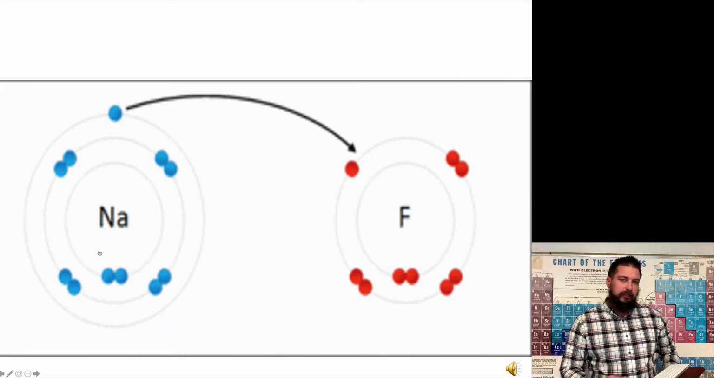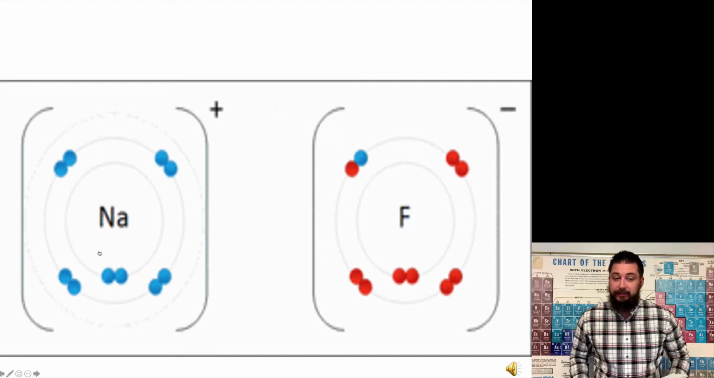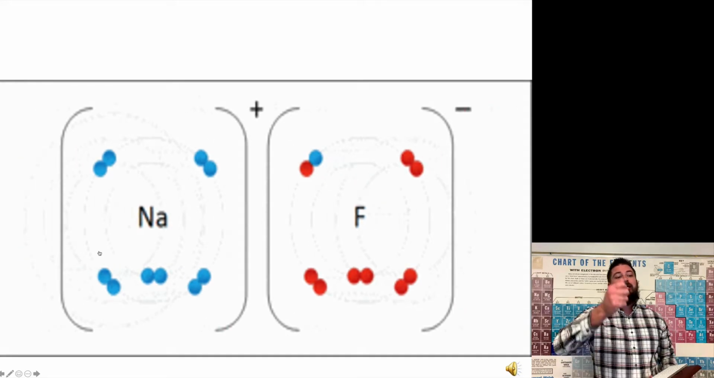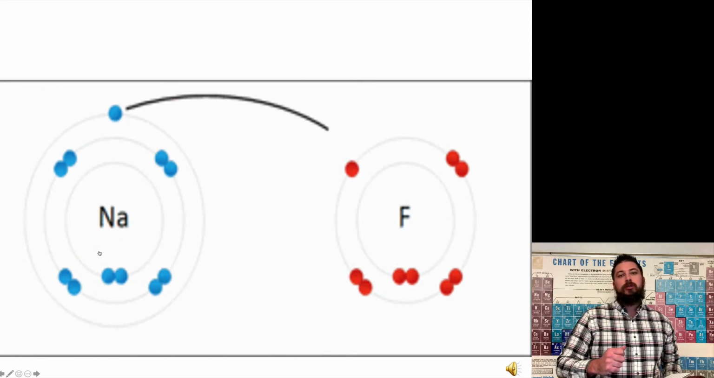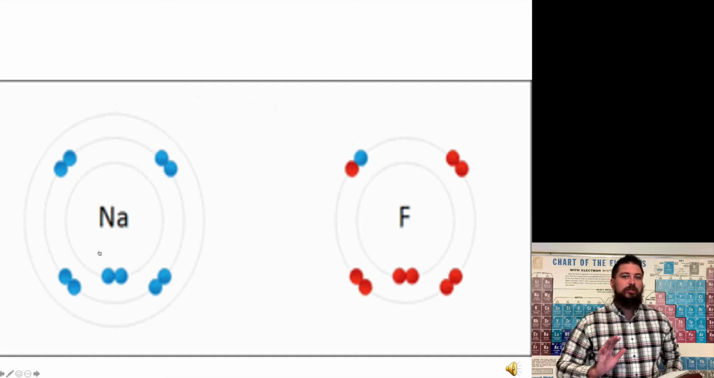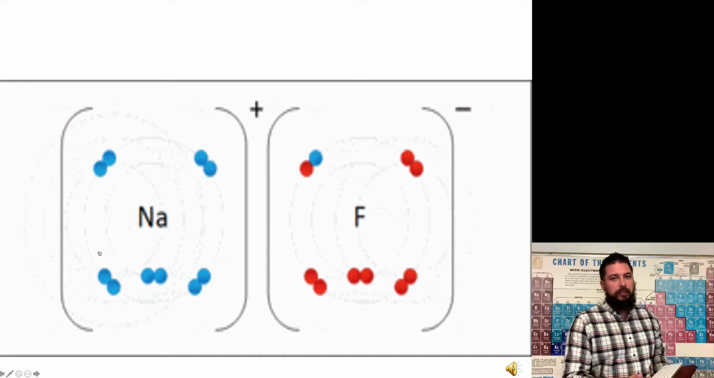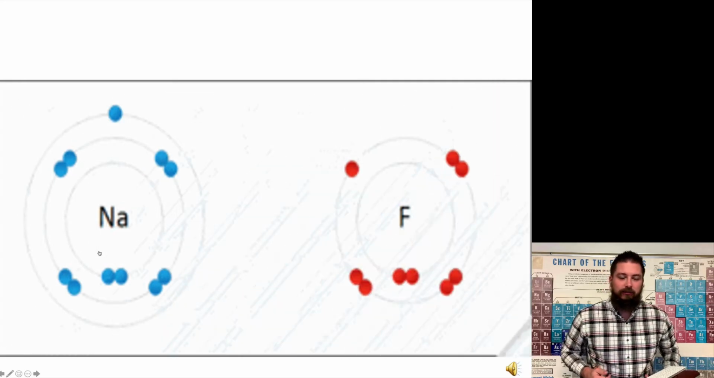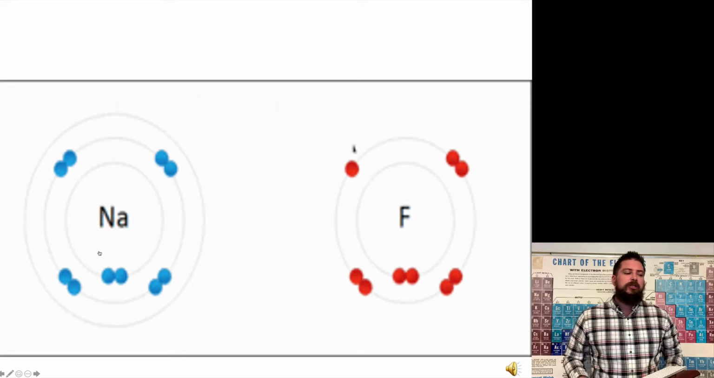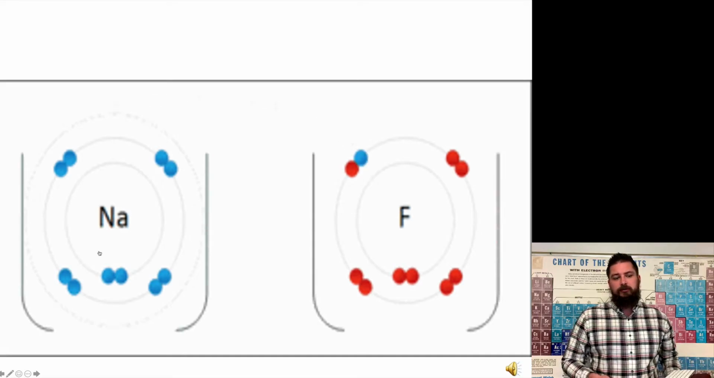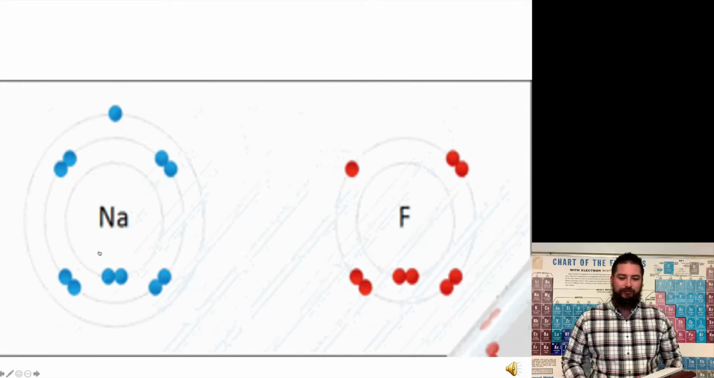sodium has one valence electron. It'll lose that one valence electron. Fluorine has 7 valence electrons and it will gain 1 valence electron. Now what ends up happening is sodium, when it loses its one negative electron, it's losing negative, so it becomes positive. Fluorine, when it's gaining the negative electron, it becomes negative because it's gaining a negative electron. And because sodium is positive and fluorine is negative, opposites attract and they come together.